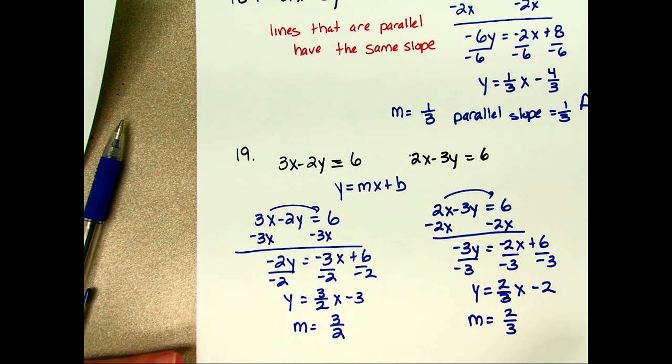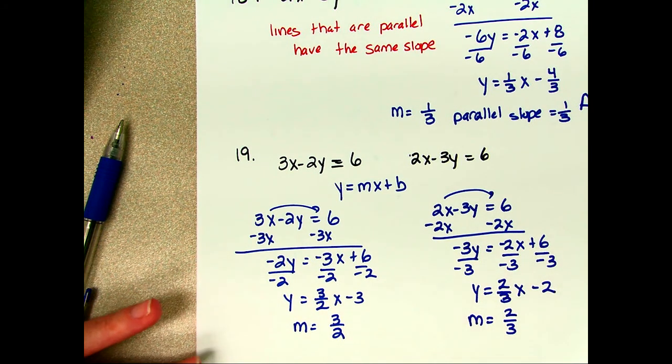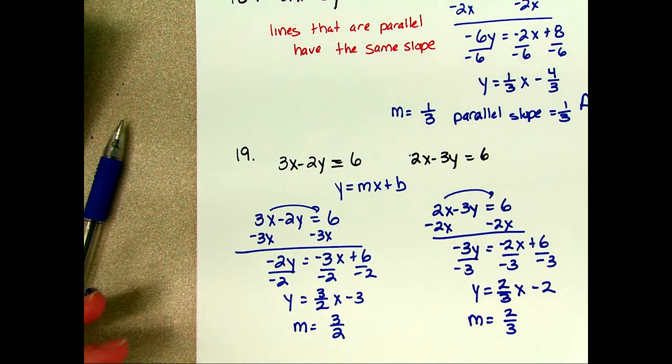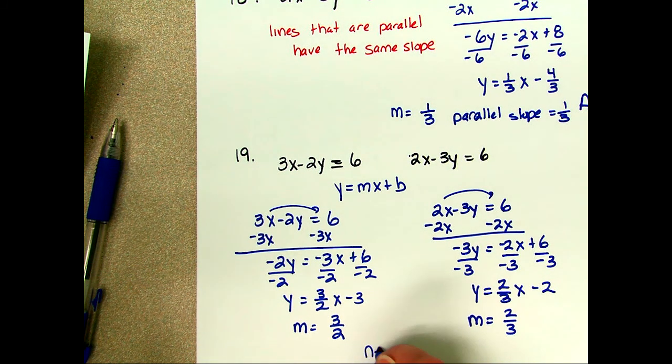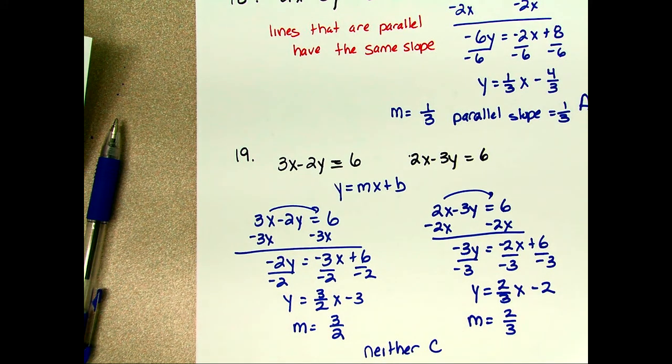So if the lines are parallel, they have the same slope. The slopes for these two lines are not the same. They're reciprocals, but they're not the same, so they're not parallel. In order for lines to be perpendicular, not only do they need to be reciprocals, but also opposite signs. So they're not perpendicular. So the answer for number 19 is neither, which is C. They're not perpendicular and they're not parallel.